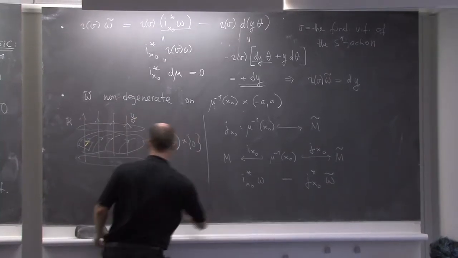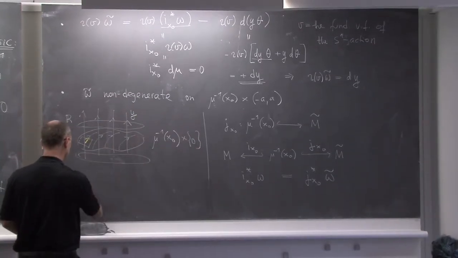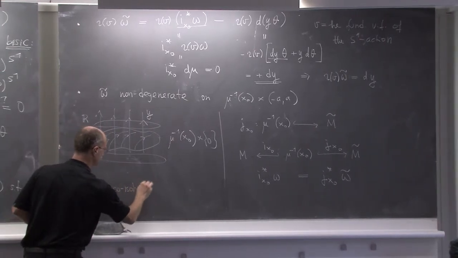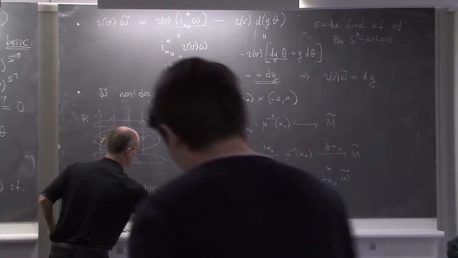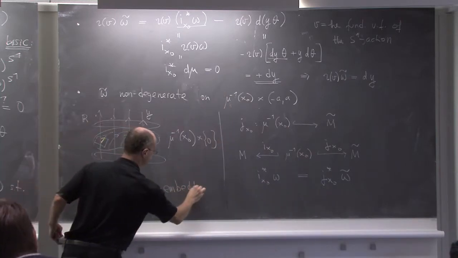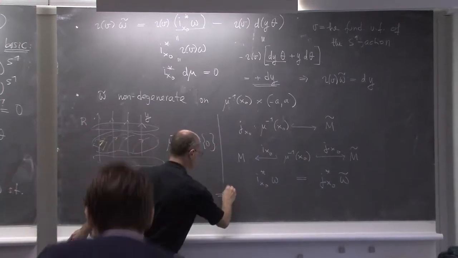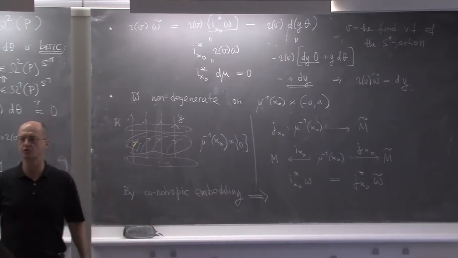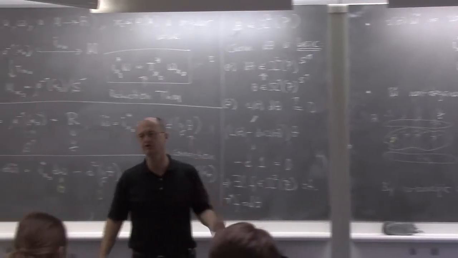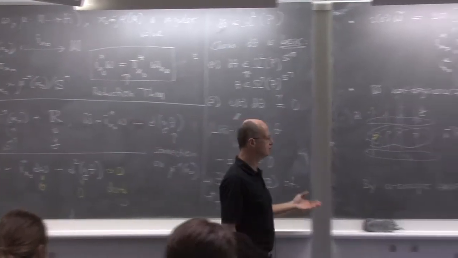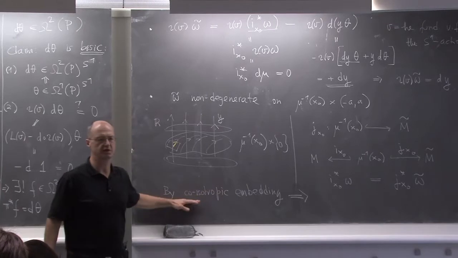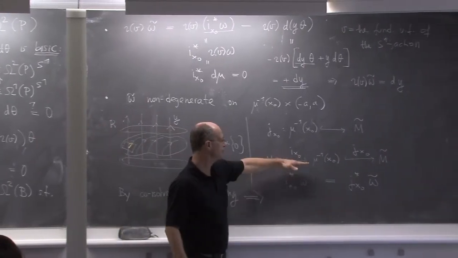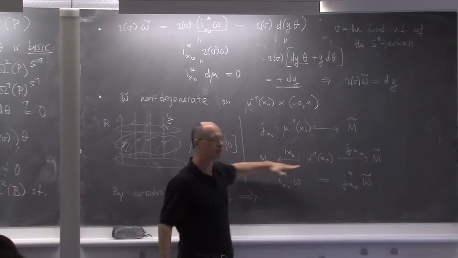So then by the coisotropic embedding theorem. Recall we proved various normal form theorems long ago, the Darboux theorem, and then Lagrangian embedding, and then I don't think we proved it, but I think we stated it, the coisotropic embedding.